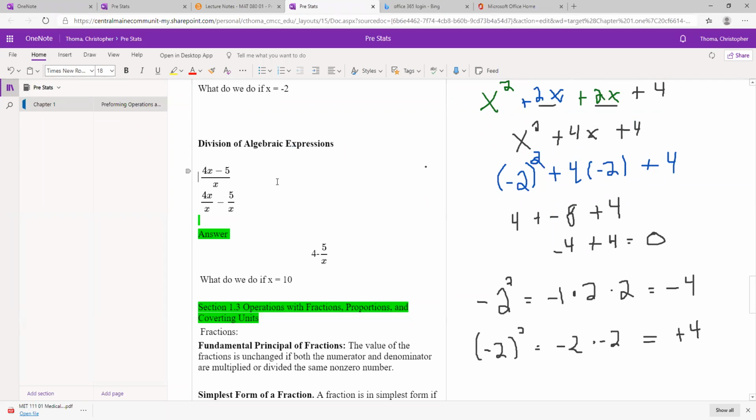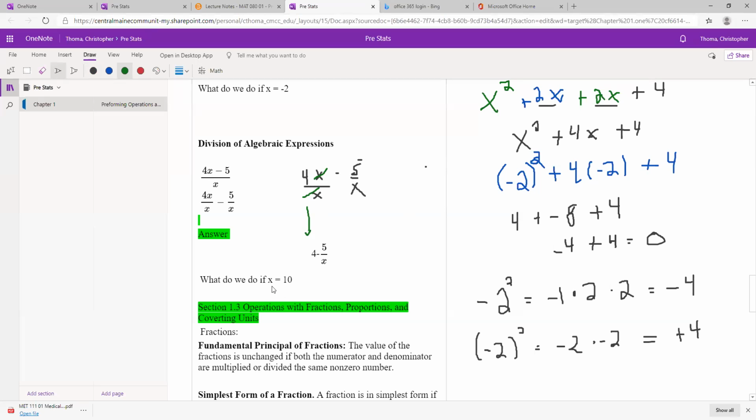Delete. So if I have 4x minus 5 all over x, I can rewrite that because it has a common denominator and break my fraction apart to be 4x over x minus 5 over x, right? And in this case, these two x's cancel each other out. So all I'm left with is the 4, and then I bring down the minus 5 over x. And again, I can't combine these because one has an x and one does not. So that's as far as I can go.